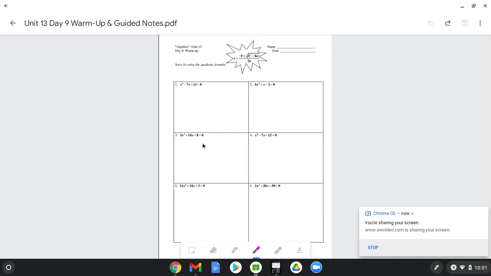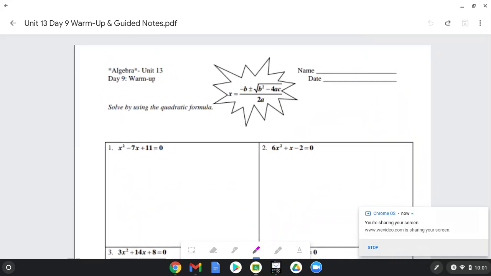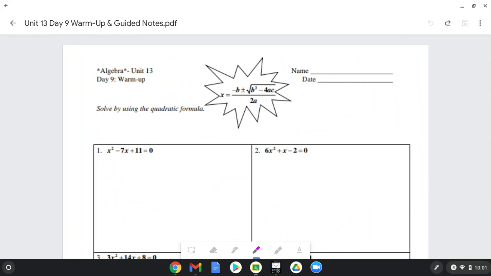All right, here we go. We're going to be talking about solving quadratic equations that are not factorable, for the most part, with the quadratic formula. And that's the formula that's up above in the circled, or I guess starred, area.